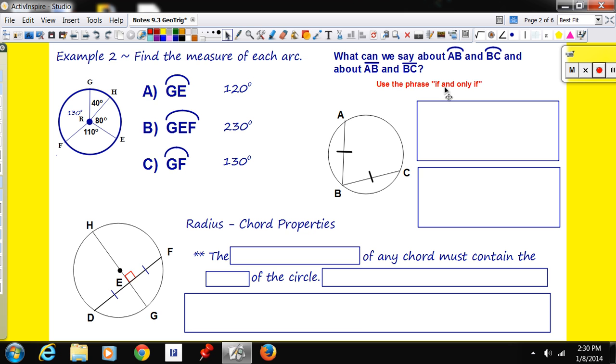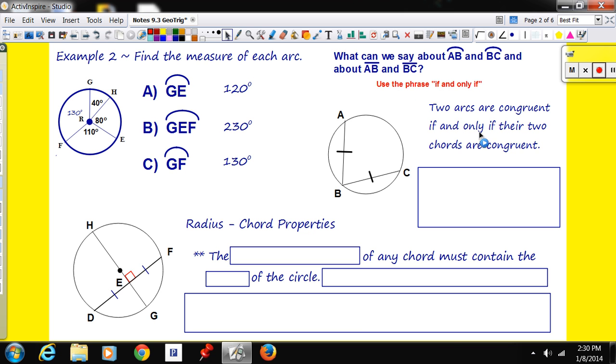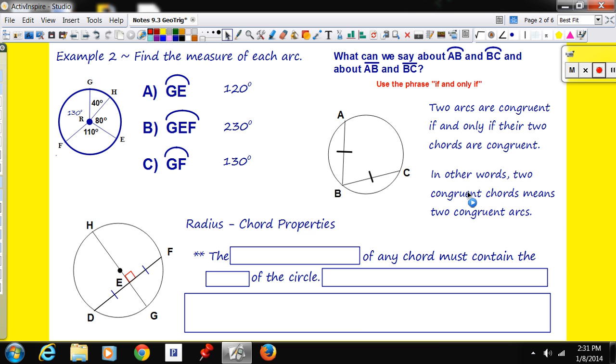So what can we say about it using if and only if? Well, here it is. Two arcs, arc AB is congruent to BC, if and only if their chords are also congruent. In other words, if the two chords are congruent, then you're going to have congruent arcs. Congruent chords make congruent arcs, and vice versa. Congruent arcs would also make congruent chords. It's intersecting the same amount of the circle. That's why it's congruent.